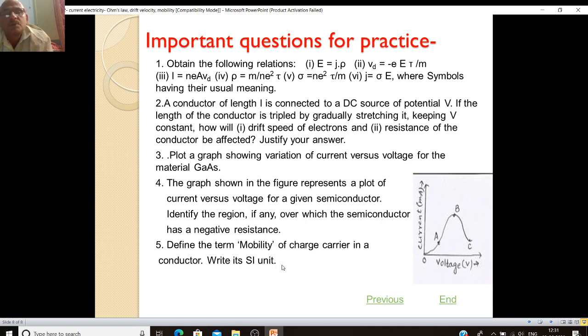So today for this, next we will learn especially the resistivity, temperature dependence of resistivity, and others. Thank you.